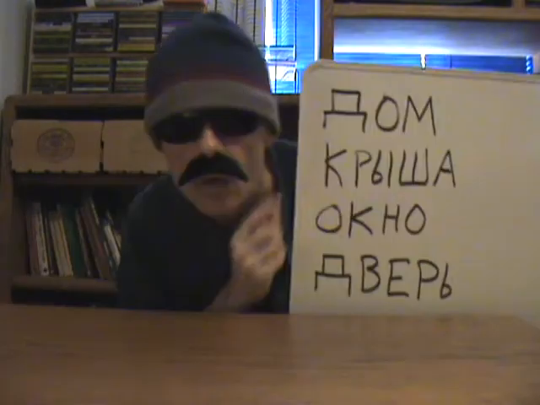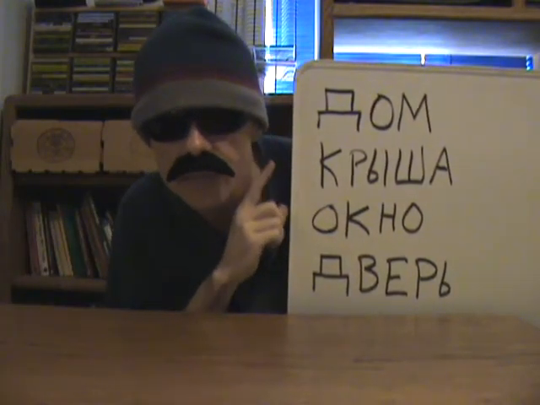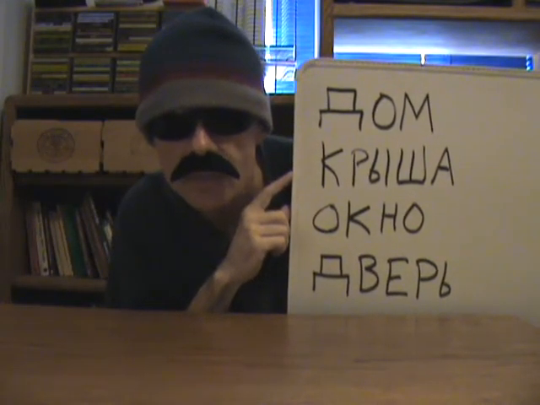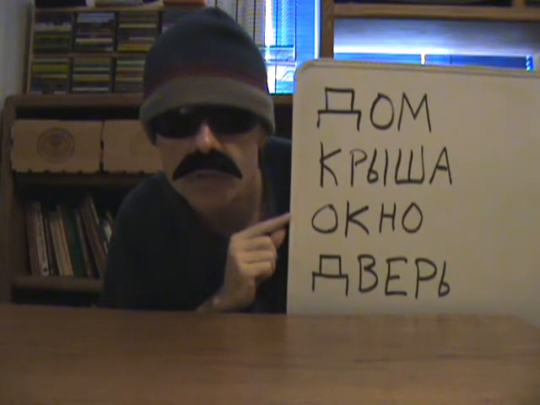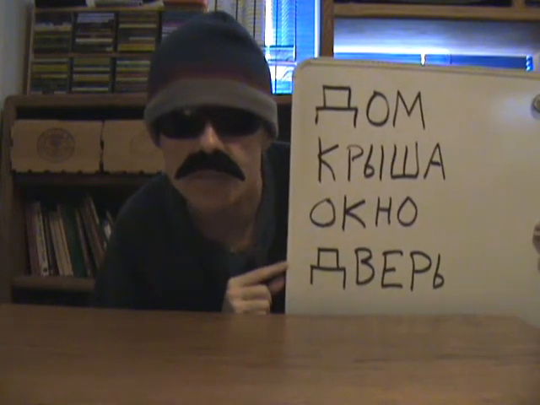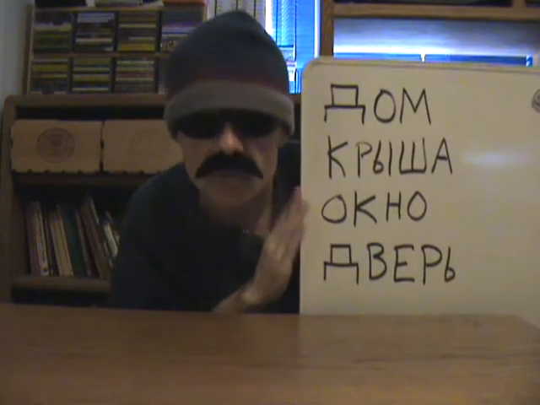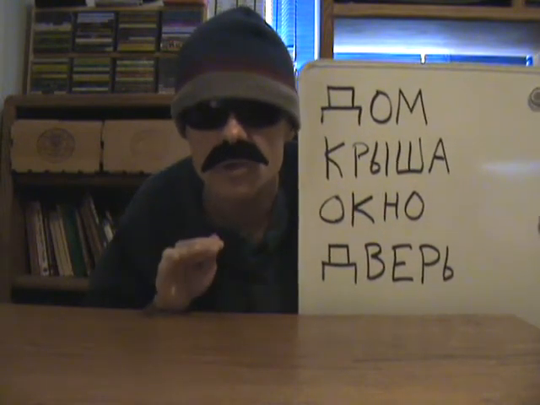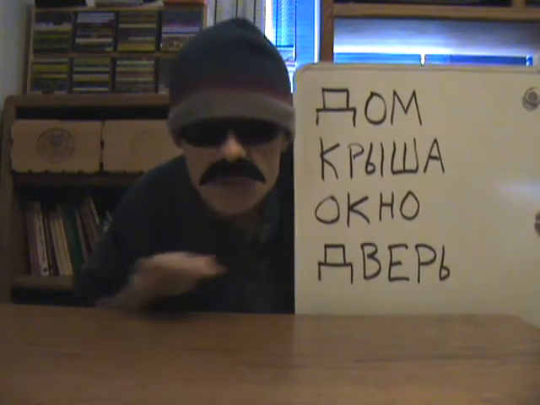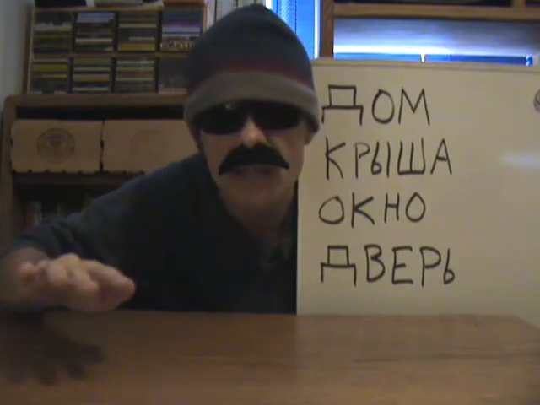Like I said, today we're talking about parts of a house. And of course, you already know a few words that go with parts of a house. We have dom, which of course means house, krysha, which means roof, okno, which means window, and dvir, which means door. And so this is a review of all the words that you should know up to this point, having gone through all the previous lessons.